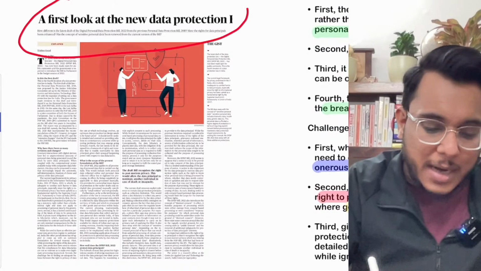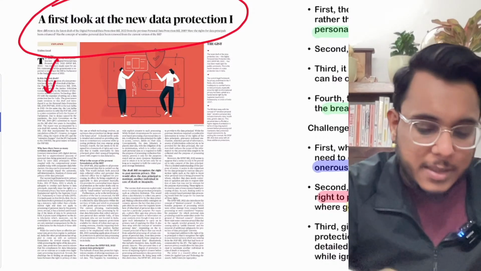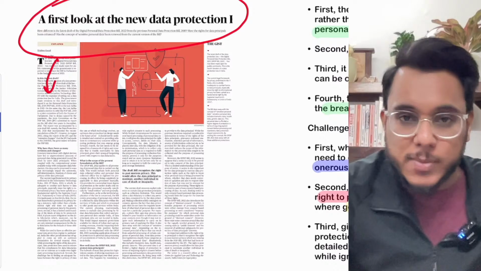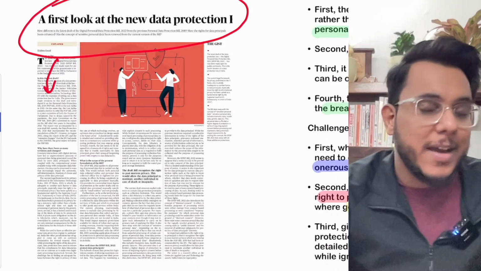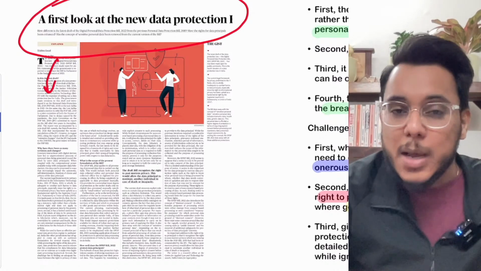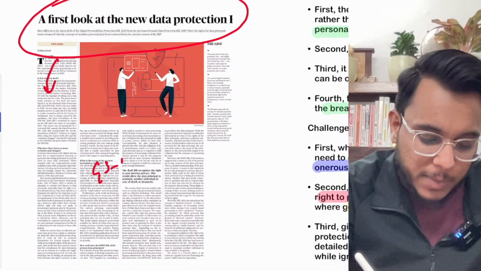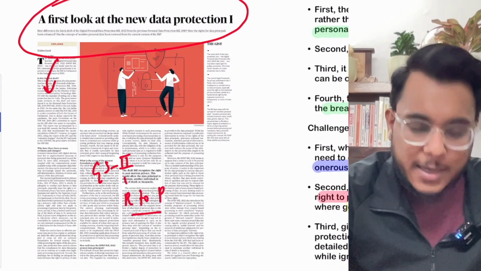A first look at the new data protection bill. First of all, guys, the new data protection bill we have already discussed in Saturday's newspaper analysis. If you have seen it, very good, revise it. If you have not seen it, please pay attention. It is a very important topic for GS Paper 2 under the topic of right to privacy.